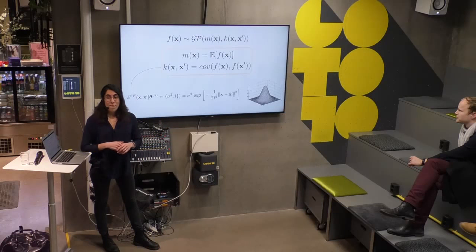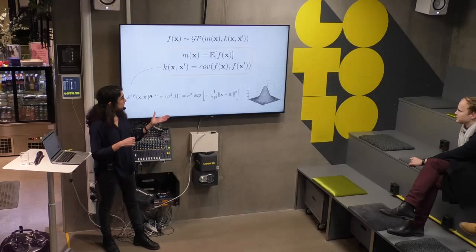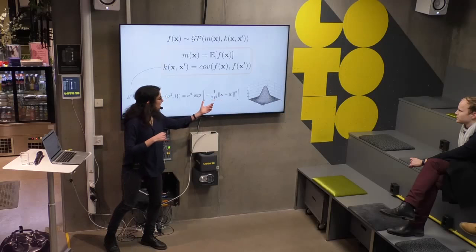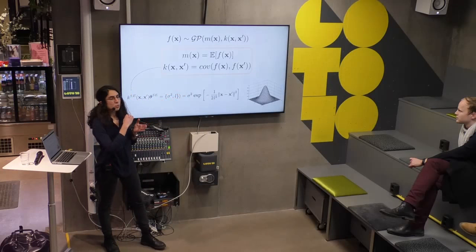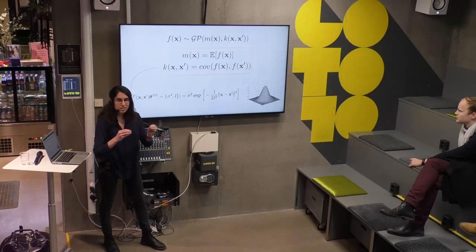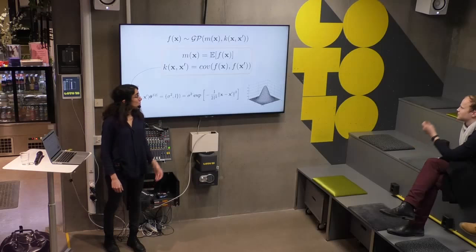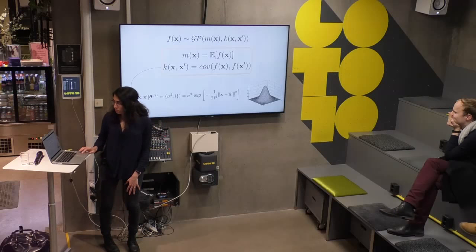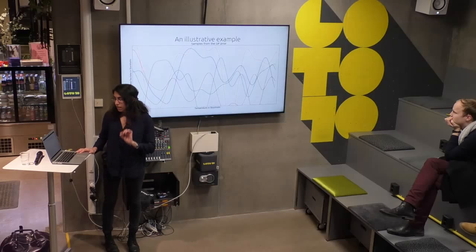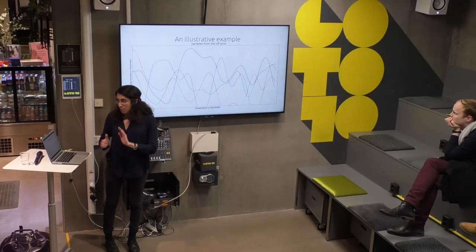kernel function. And what happens with this function is that the covariance between your outputs smoothly decays with the distance. As you get more distant, it smoothly decays. So that's the implicit assumption in this kernel. Cool. So let's now go back to our example.